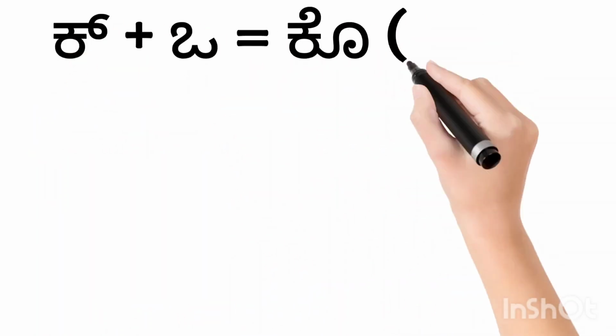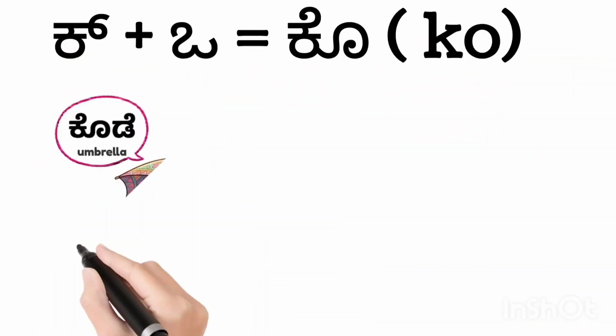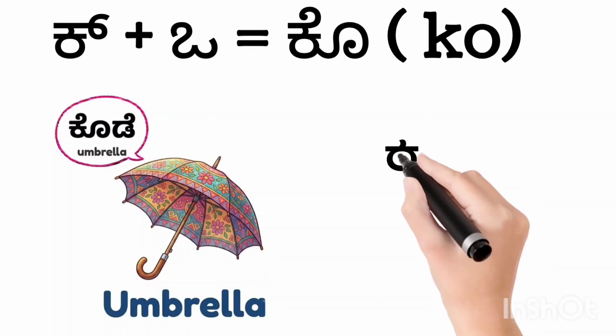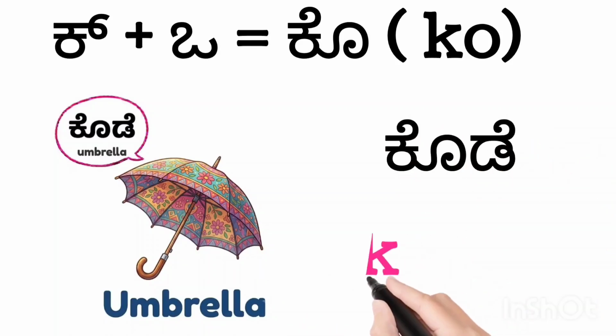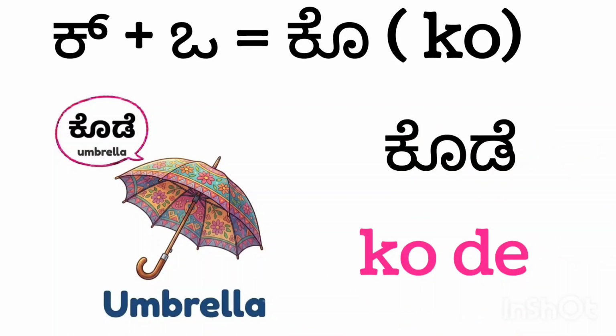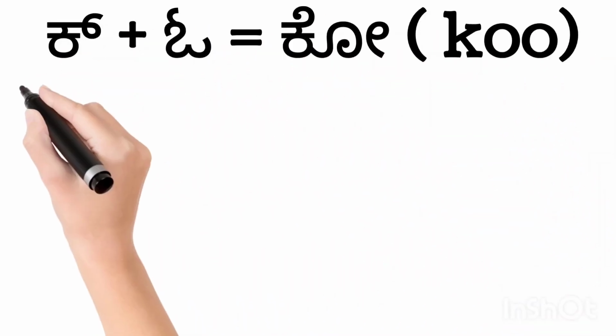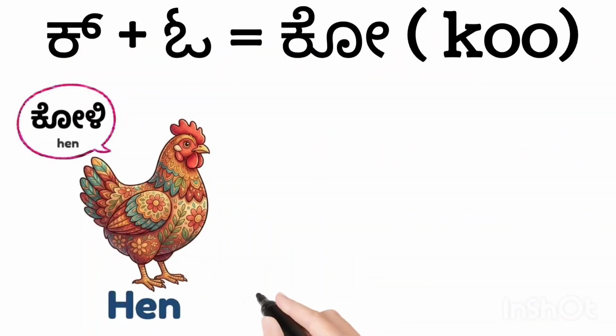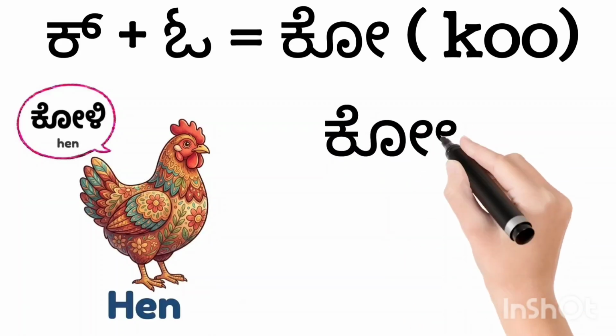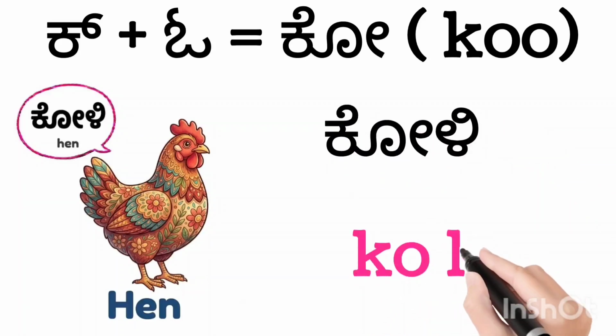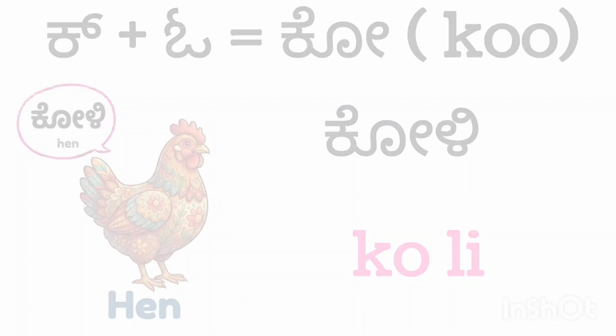K plus O is equal to ಕೋ. ಕೋ ಕೊಡೆ. ಕೊಡೆ umbrella. ಕೋ ಕೊಡೆ. K plus O is equal to ಕೋ. ಕೋ ಕೋಳಿ. ಕೋಳಿ hen. ಕೋ ಕೋಳಿ.